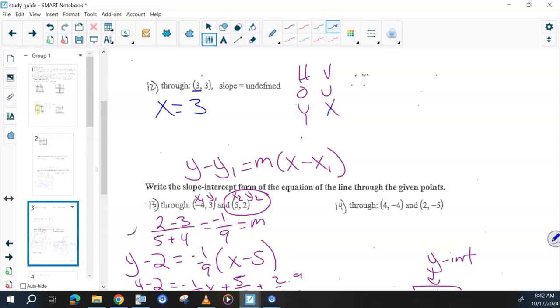Questions on page 4. Number 20? 20, yes.